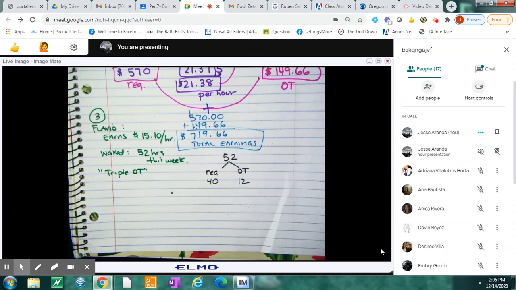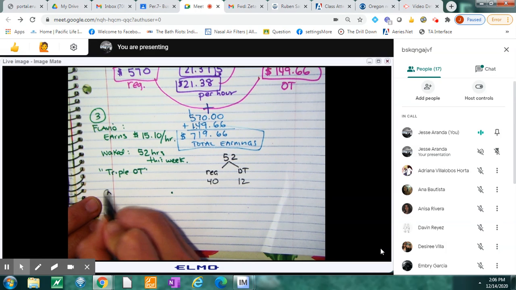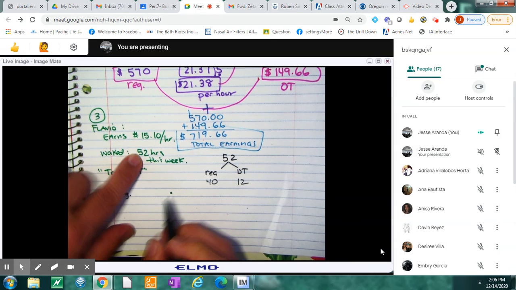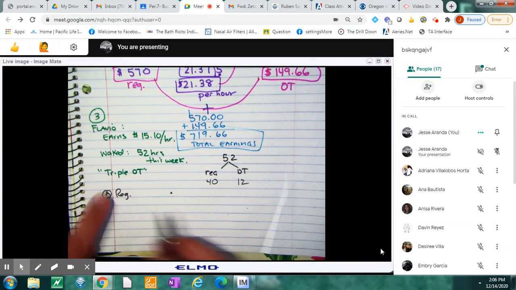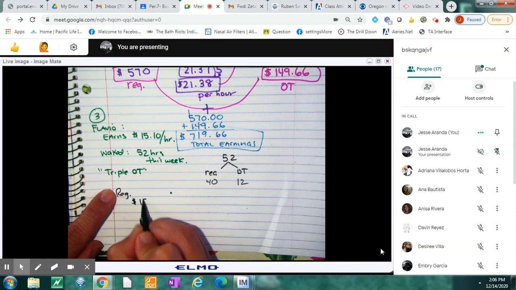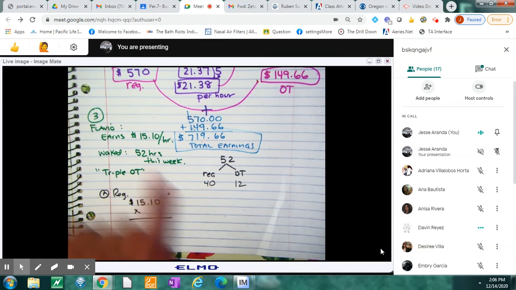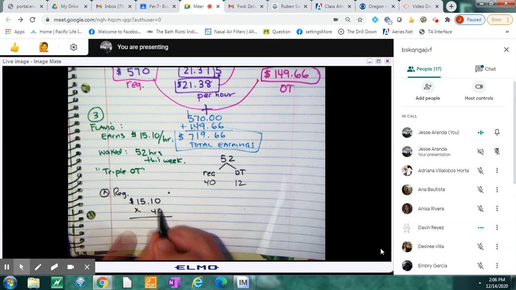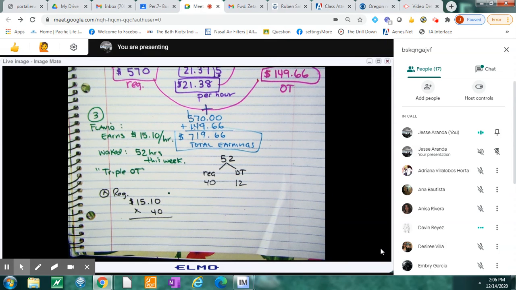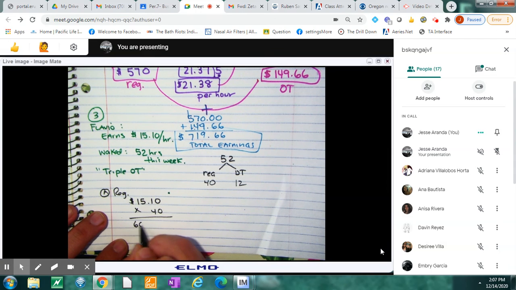Now, if we're working on regular, 40 hours, we're going to put 15.10 times what? 40. Not 52, right? No, because we broke it up. So 40. So if you have your calculator, go ahead. 15.10 times 40. $604. Ooh, $604 before taxes. Remember, before taxes, $604.